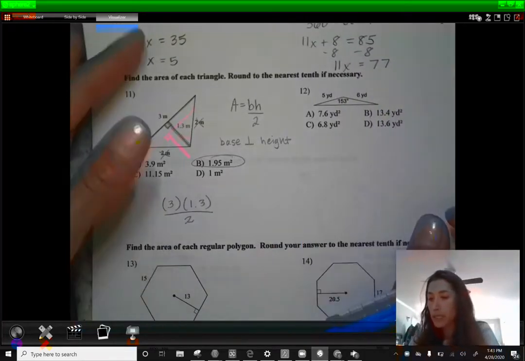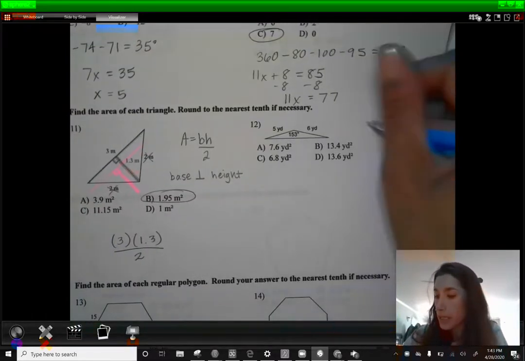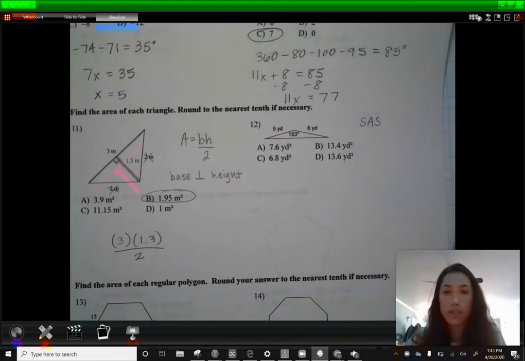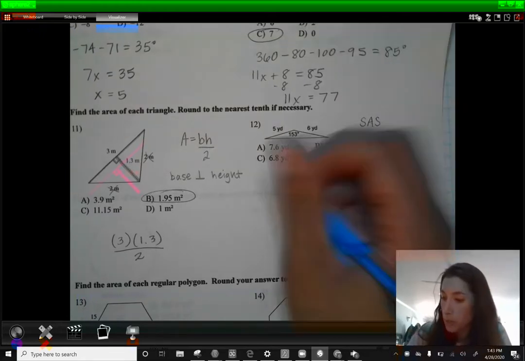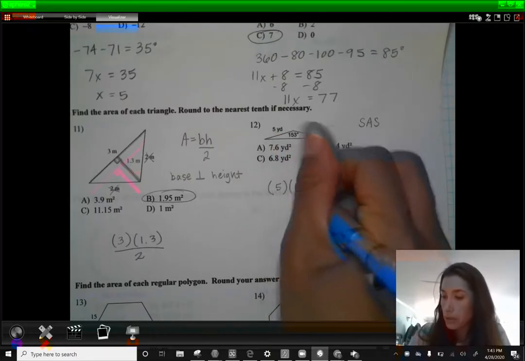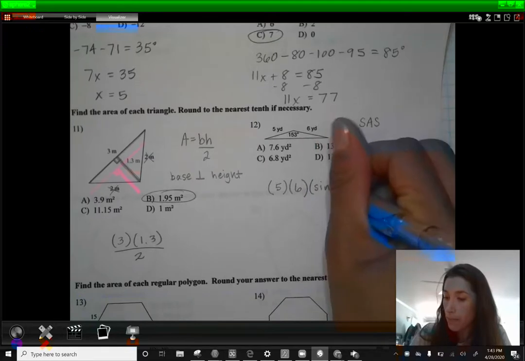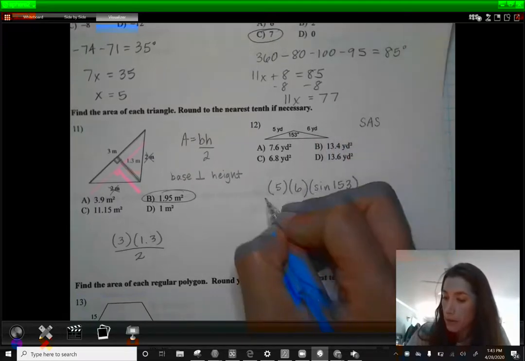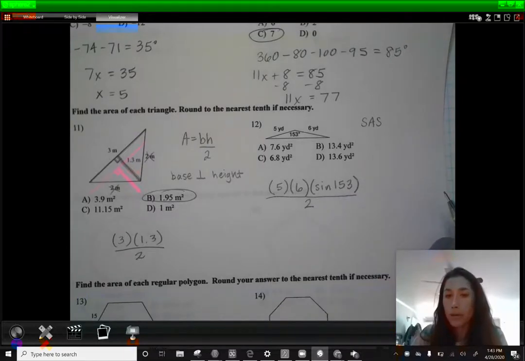This question is a different method. So we don't have a base and height because we don't have any right angle symbols showing anywhere. So we call this the SAS method for the area of a triangle. So that means you have 2 sides of a triangle and you know the angle between them. So what we do is we multiply the 2 sides, 5 multiplied with 6, multiplied with the sine of the angle in between them, and that's all divided by 2. And this should be in your toolkit for this as well.